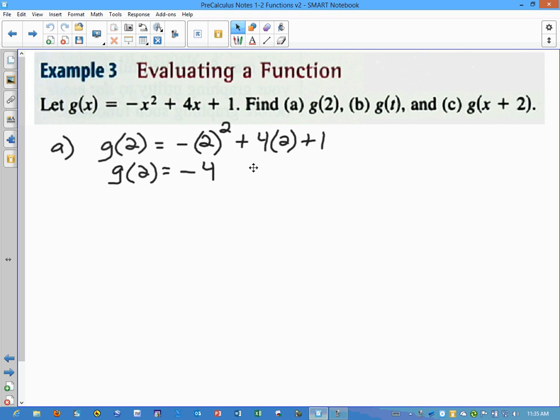And then, of course, 4 times 2 is 8, and then you bring down your plus 1, combine your like terms, and you get g of 2 is equal to 5. So that's our fully simplified answer.